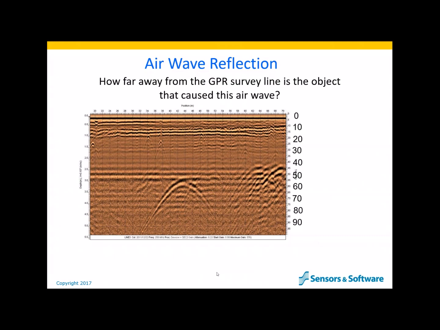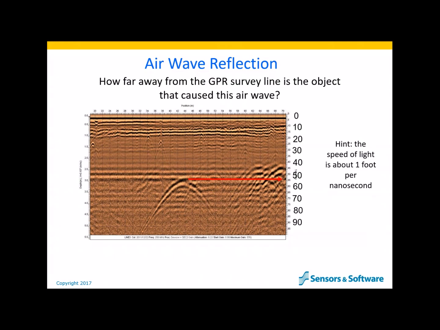Getting back to this image, here's a challenging question for you. How far away was the surface object that caused the airwave on the GPR line? Think about that. Let me give you a hint. You can answer this question if you look at the time scale on the right side of the plot and remember that the speed of light is 1 foot in 1 nanosecond.